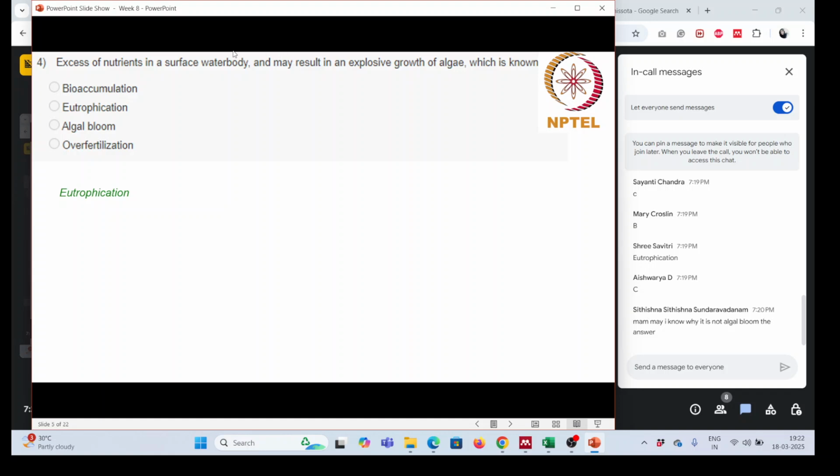Because here we are talking about excess of nutrients in the surface water body, which may result in explosive growth of algae, which is known... To avoid many 'which' words, they have put a comma here. So still this part refers to the first part of the question. That is why.